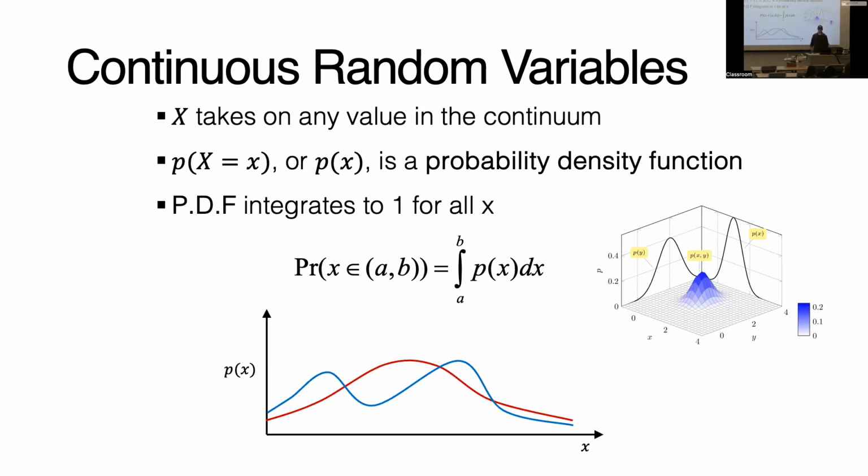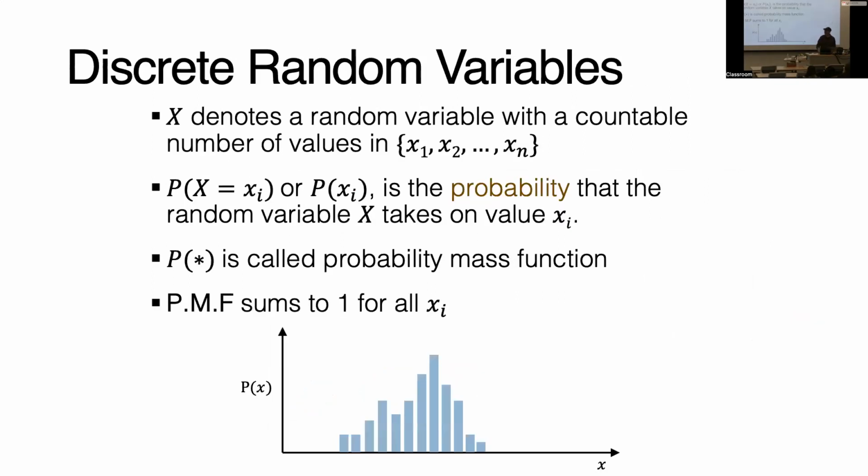over all values. Similarly, we can have a discrete random variable. The probability that X takes on some value x sub i is just the size of this one bar in your histogram. This is called a probability mass function. We can take on discrete values in this, but still, when we sum up all of the discrete values, they all sum to 1.